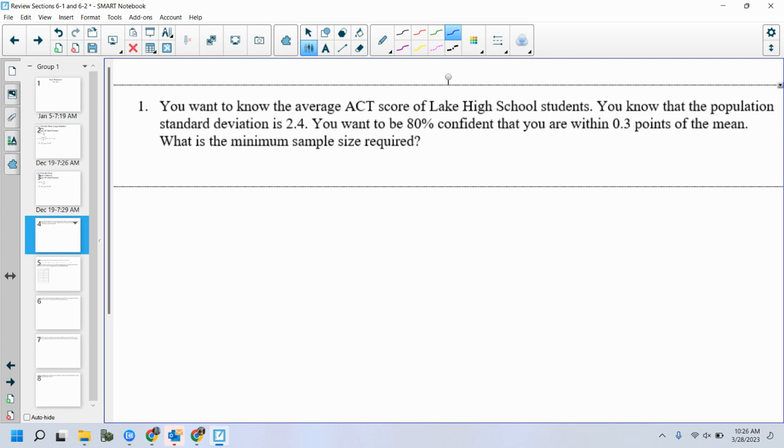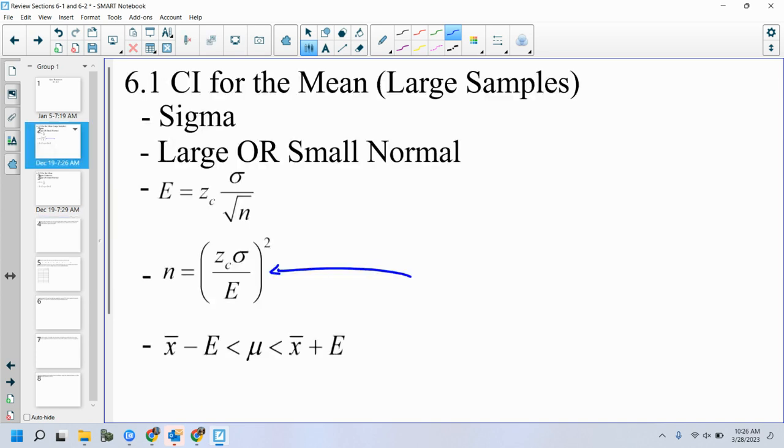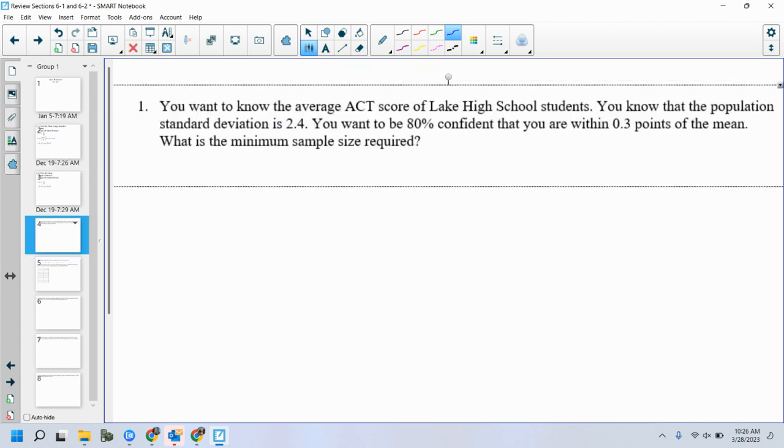Okay, so this is your n. This is that unique one. n is equal to zc sigma over e, squared. Which again is on the formula sheet. Let me just double check that. It's got to be chapter 6. Yeah, there it is right there. n is equal to zc sigma over e, squared. You just got to be able to tell what those things are, right? You got to know what zc is. You got to know what e stands for and so on.